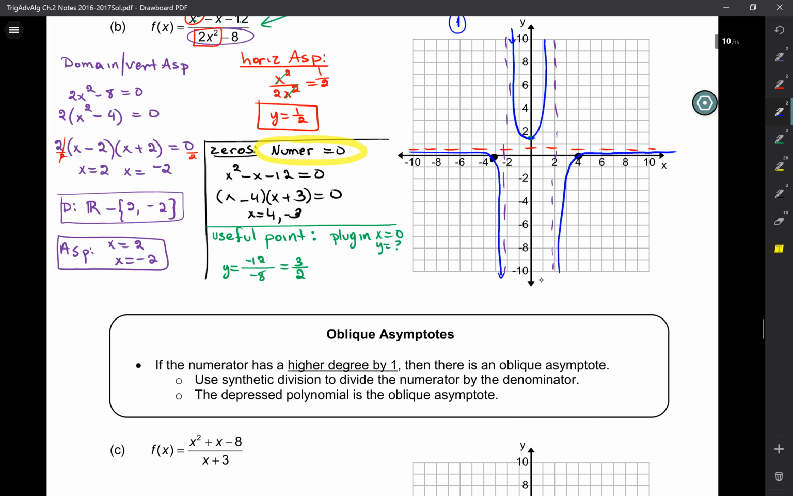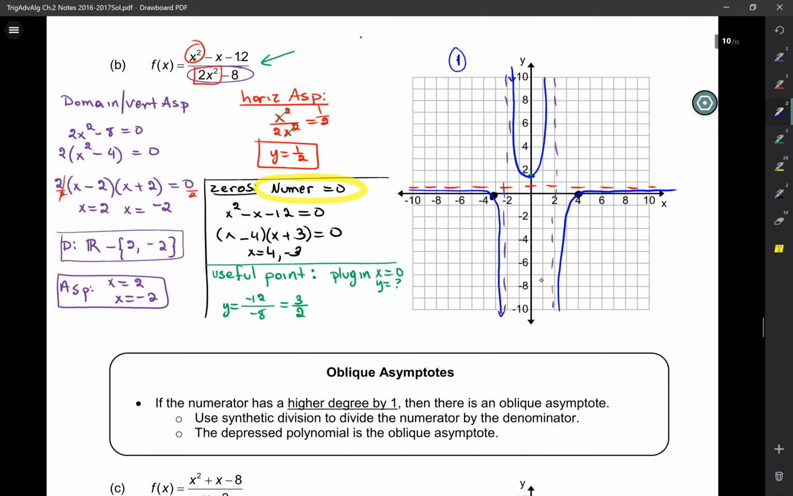Yes. How did you get negative 12 and negative 8? So I plugged x equals 0 here. When x is 0, I have 0 minus 0 minus 12, 0 minus 8. Negative 12 over negative 8. That's all you do? That's all.